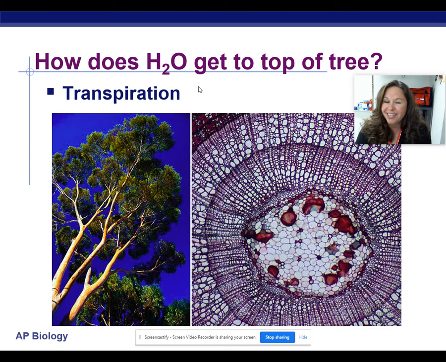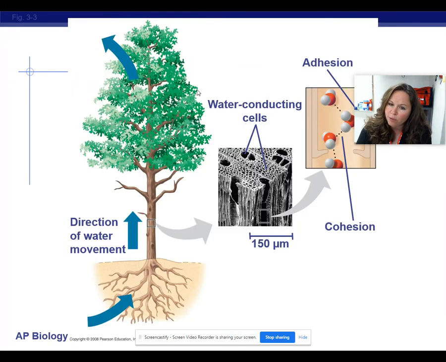So water moves from the ground into the roots, up the plant or the tree, and then out the leaves. It's actually a kind of important part of the water cycle as well, moving water around from liquid form to gas form. But how does the water actually move?